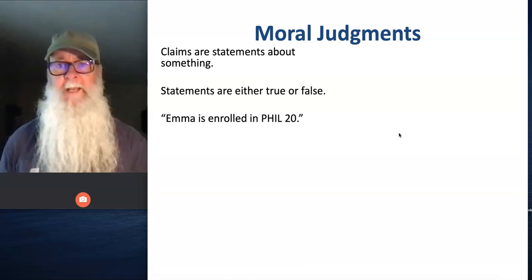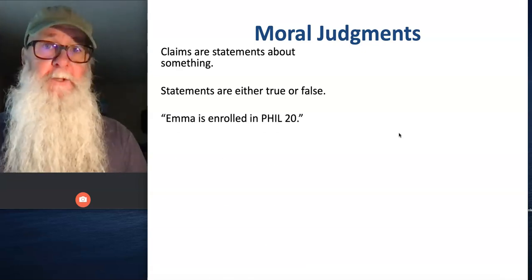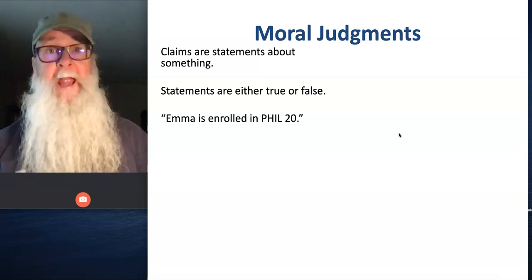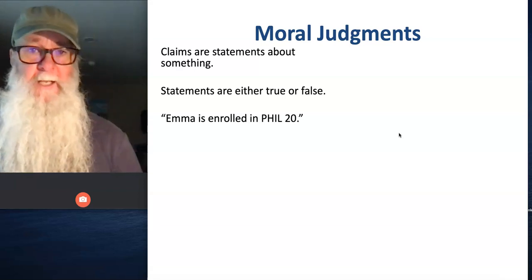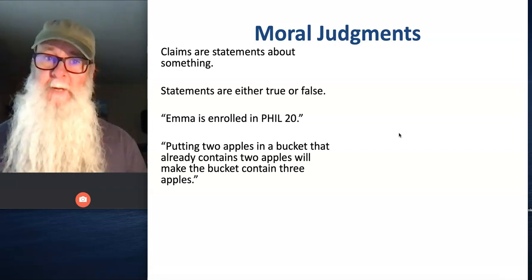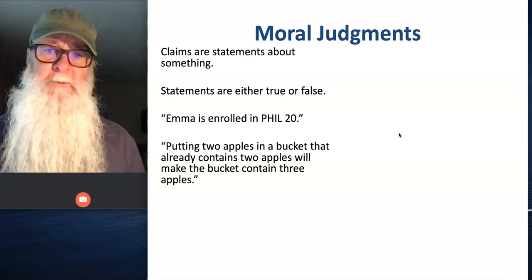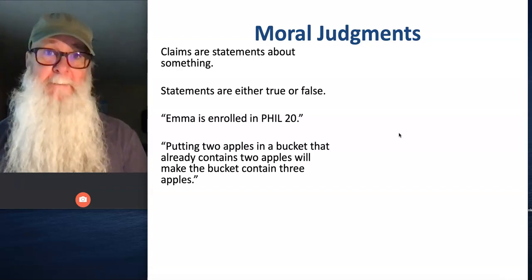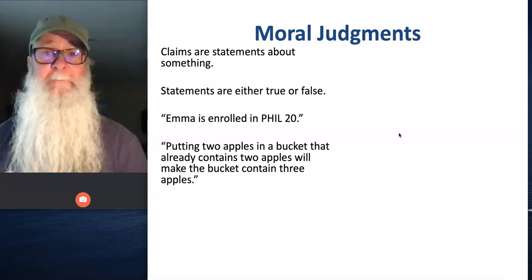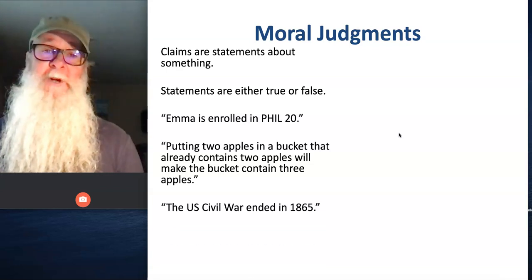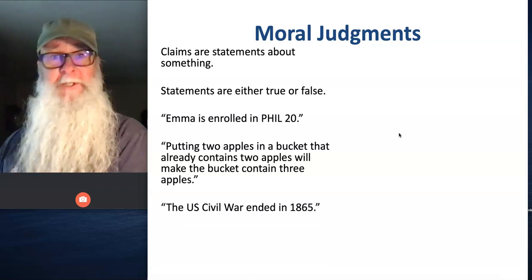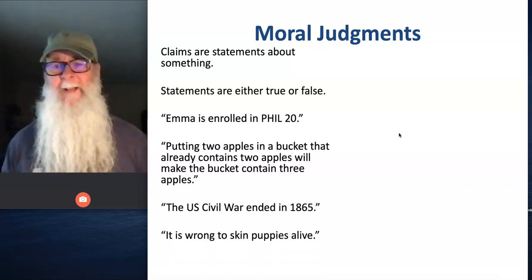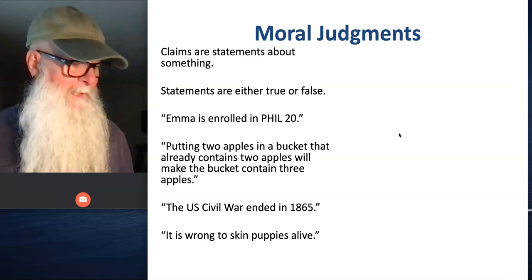All right, so take a look at these statements. Emma's enrolled in Phil 20. This is a statement that's asserting something is the case about Emma and her enrollment status in this class. Putting 2 apples in a bucket that already contains 2 apples will make the bucket contain 3 apples. This is asserting something about the number of apples in a bucket, and it happens to be a false claim. The U.S. Civil War ended in 1865, an assertion that something is the case about a historical event. And then finally, it's wrong to skin puppies alive.